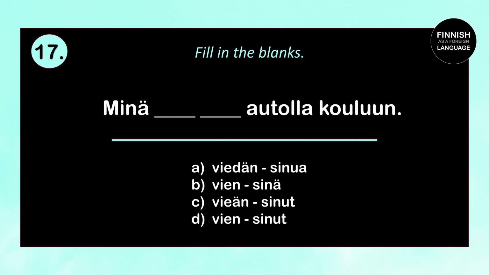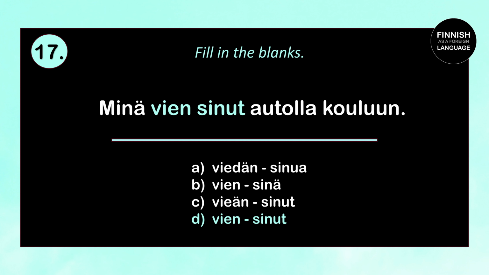Yes, the answer is D. Minä vien sinut autolla kouluun means I'll bring you to school by car. So vien is the first person singular of the verb viedä, verb type 2, which means to bring. And sinut is the accusative case of the personal pronoun sinä. Here we have to think like that. Whom do I bring to school by car? I bring you to school by car. So that is why we use the accusative case here.